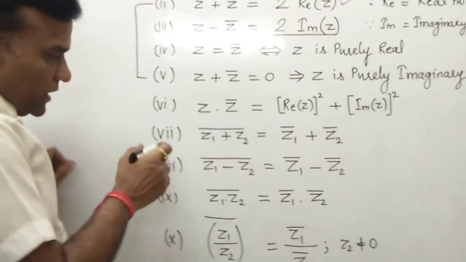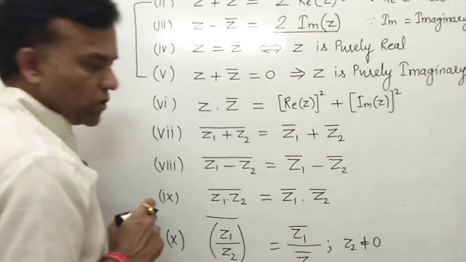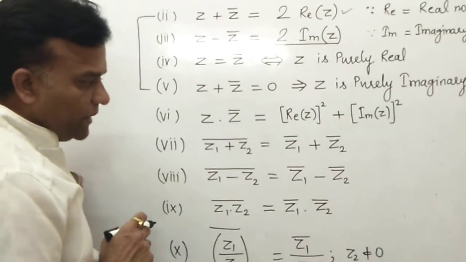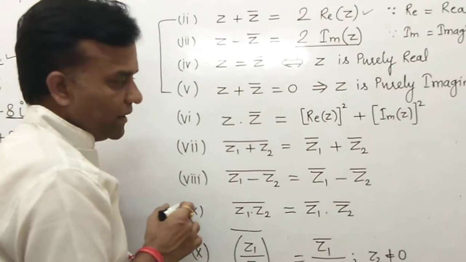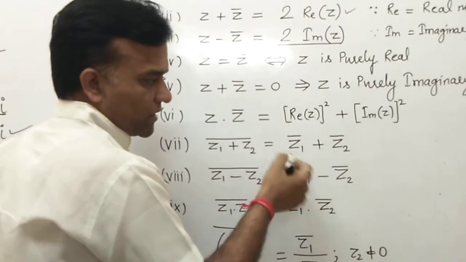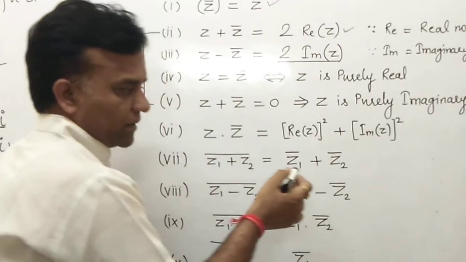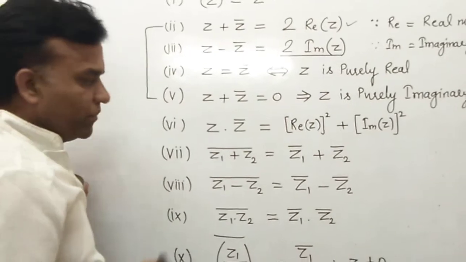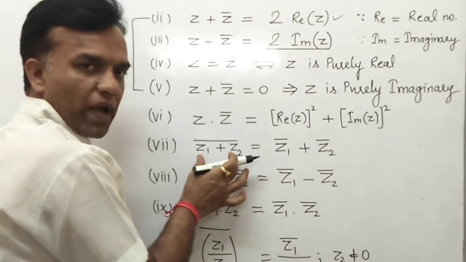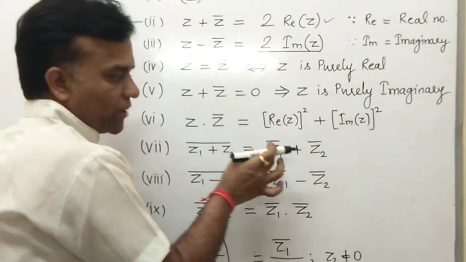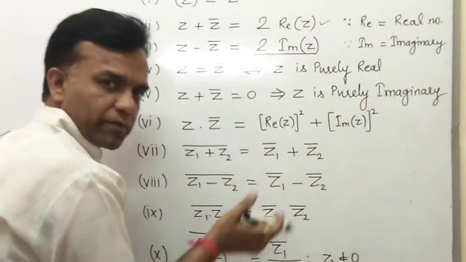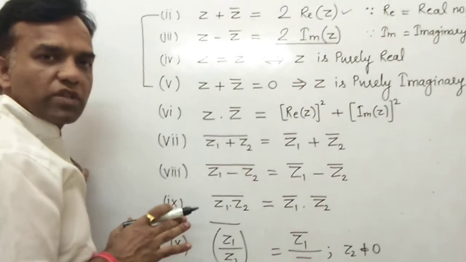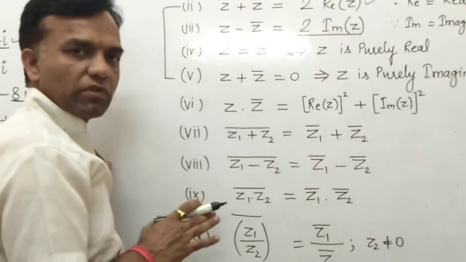Okay, then property 7 is z1 plus z2. You have two complex numbers and you find the whole conjugate, or you find their conjugates separately and then add. Their properties will be the same. There is no change, whether you first add and then find the conjugate, or find the conjugate and then add. The operation will be the same.